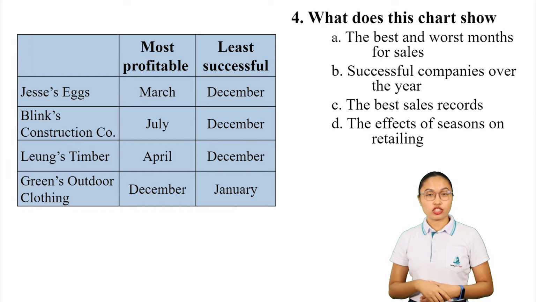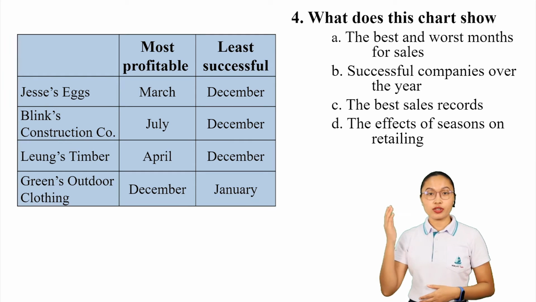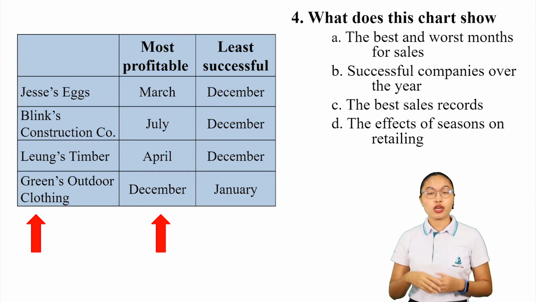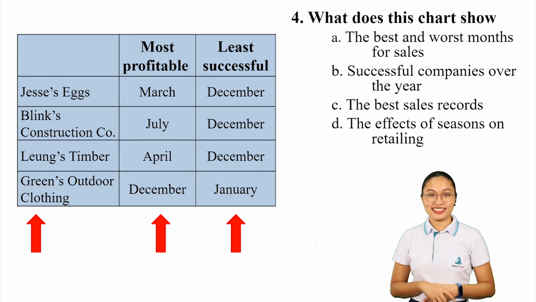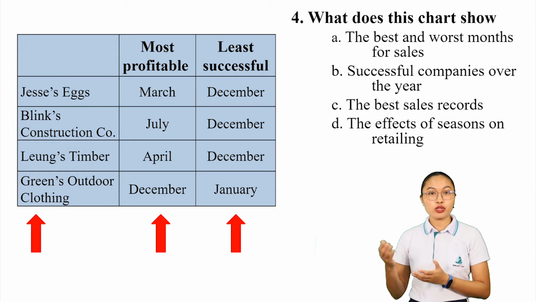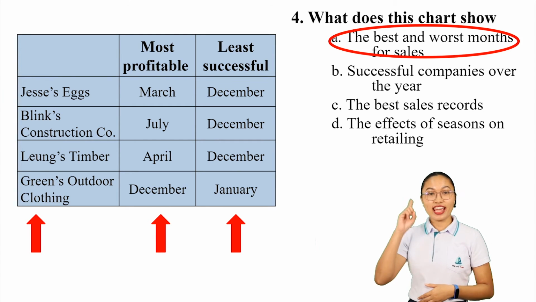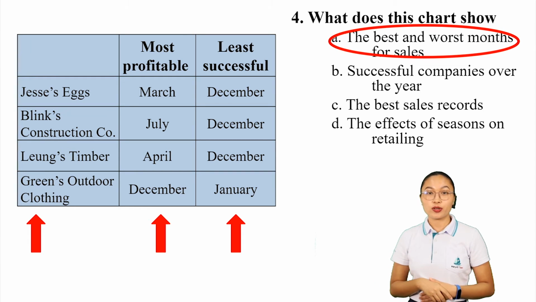What does this chart show? If you notice, on the first column from the right are the names of stores. The second column indicates the months that they earned a lot because of the words most profitable. The third column are the months when they did not earn much, as it is labeled as least successful. When the names of the stores are paired with the columns labeled as most profitable and least successful, they can only be pointed as sales. And the answer is letter A, the best and worst months for sales.